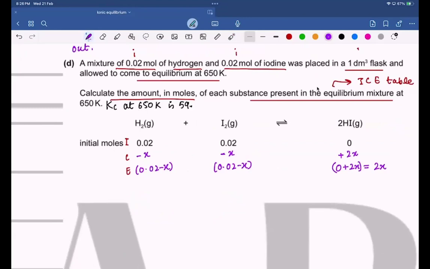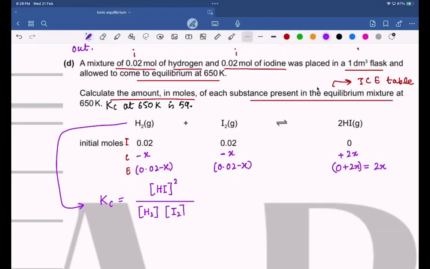Now, from this equation, I can make the Kc expression. So Kc is equal to the concentration of hydrogen iodide, and there are 2 moles, so it is going to be raised to the power 2, divided by the concentration of hydrogen raised to the power 1, as it's 1 mole, times the concentration of iodine raised to the power 1, as it's 1 mole. Is this clear?